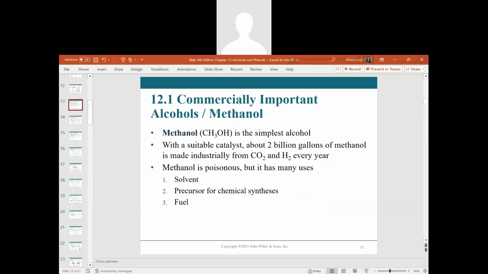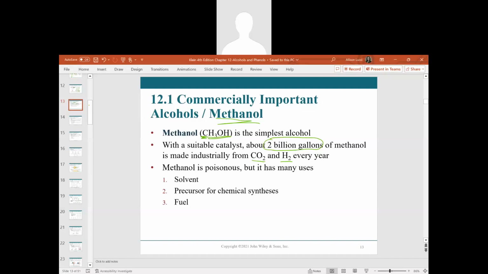So some alcohols that are commercially available and important, one is methanol. This is our simplest alcohol, right? It only has a one carbon chain. And this is produced in the billions of gallons a year. And it can be made from CO2 and H2. And you can see that in the chemical formula where this came from, right? We have all the starting materials. But it's good to note some specifics about methanol. It's commonly called wood alcohol because it can also be made from a wood source as well.